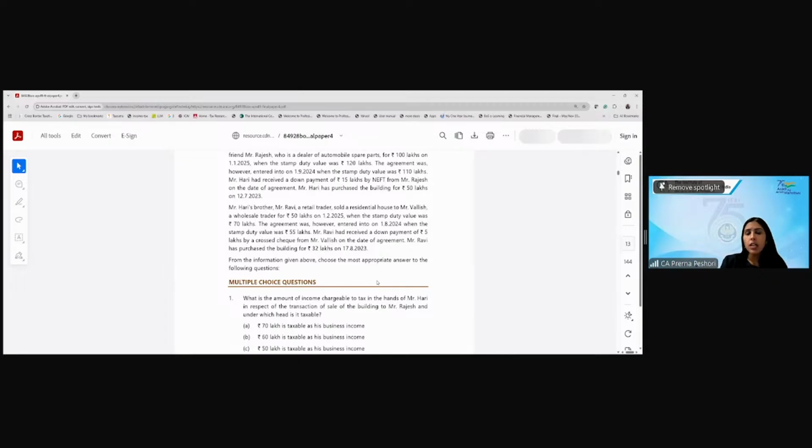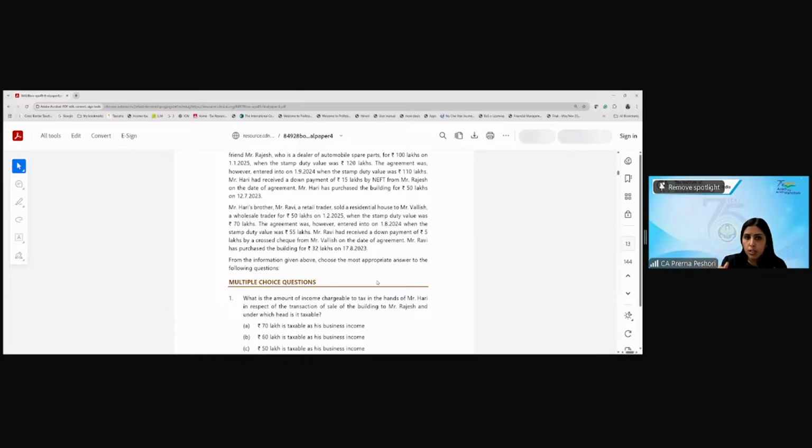How will you determine? You will look at the stamp duty value as on the date of the sale, because the amount has not been received by way of account payee cheque on or before the date of agreement, right? So therefore, we can't consider the SDV as on the date of agreement. Same principle as 50C, right?